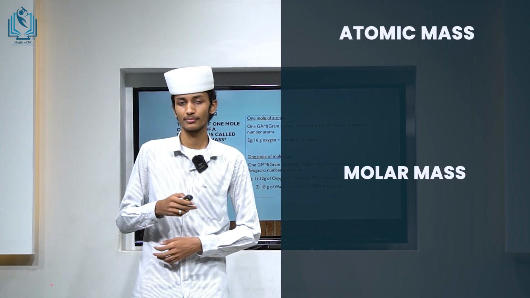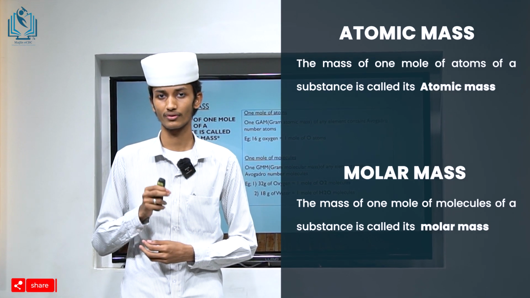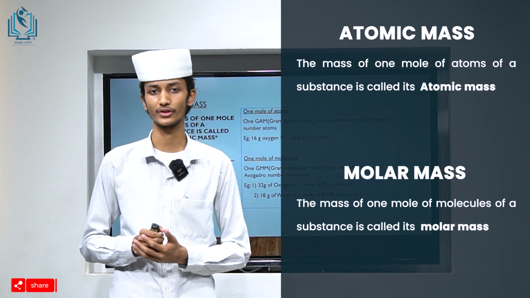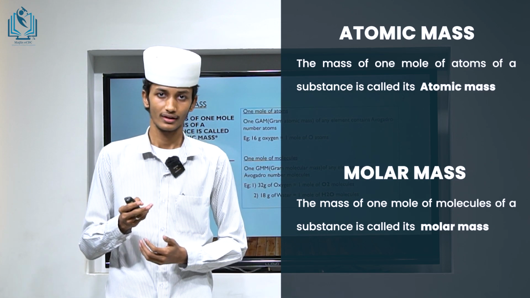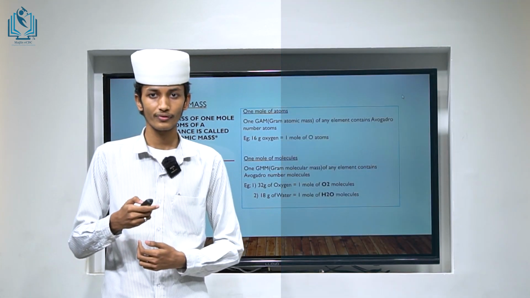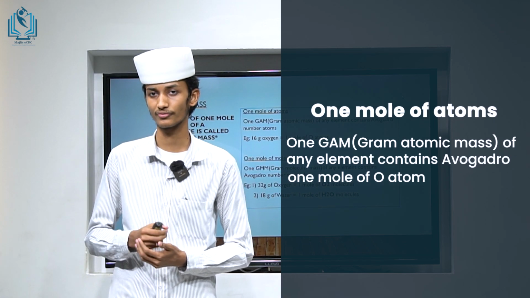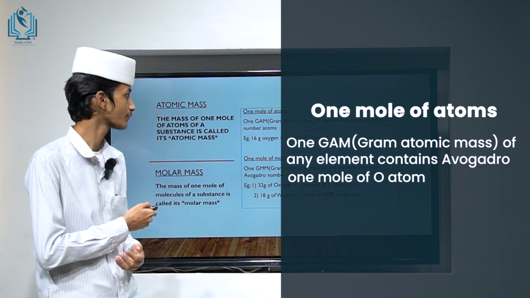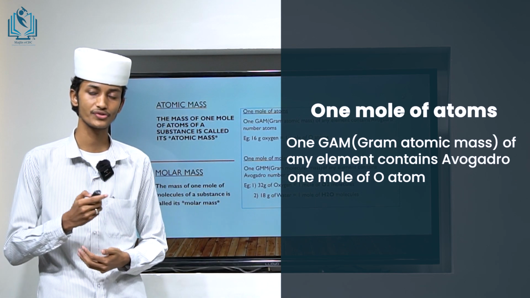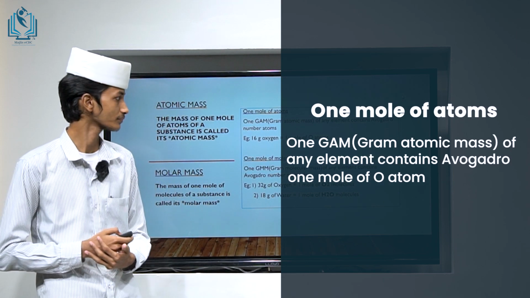The atomic mass and the molar mass. Atomic mass is the mass of 1 mole of atoms of a substance, and molar mass is the mass of 1 mole of molecules of a substance. Let me clear this with examples. 1 mole of atoms: 1 GAM of any element contains Avogadro number of atoms. For example, 16 gram of oxygen is equal to 1 mole, which also contains 6.022 into 10 raised to 23 atoms.